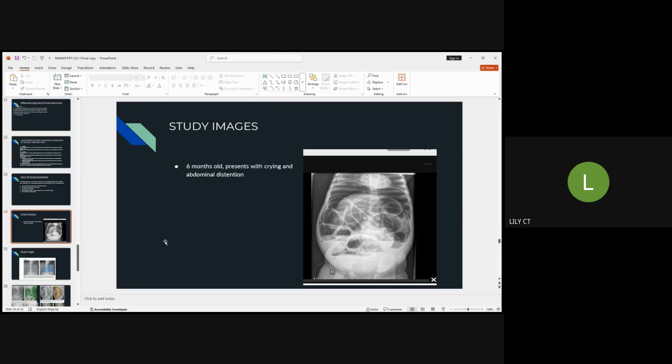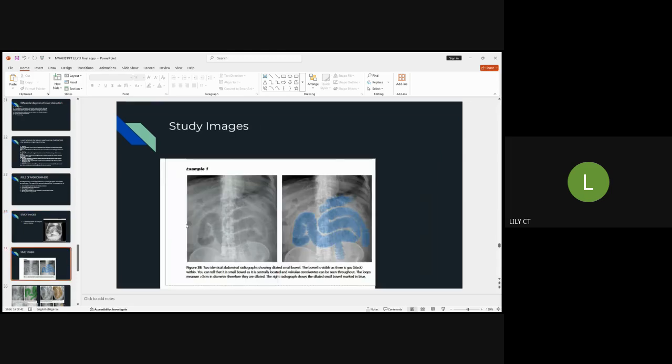So that's all. Next, we have study images. We have a child who presents with vomiting and abdominal distension. We have this image here that shows dilated bowel loops. As you can see here, we have the bowel gas, and you can tell that it's a small bowel because it's centrally located. And here we also have it highlighted so that we can see it.